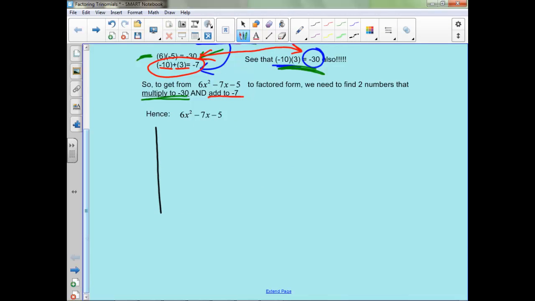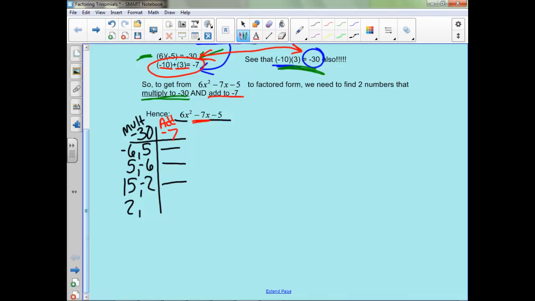So let's start by just making a little chart. We want to multiply to negative 30, because 6 times negative 5 is negative 30, but we want to add to negative 7 because of this middle number here. So some options: negative 6 times 5 gets us negative 30, but that doesn't add to negative 7. What about 5 and negative 6? Well, that doesn't work either. What about 15 and negative 2? Those don't add to negative 7.